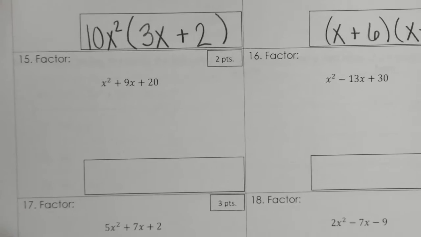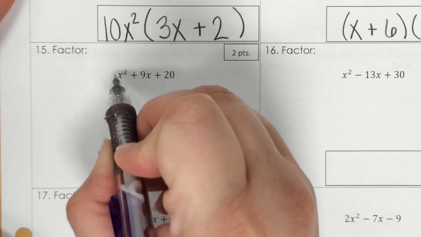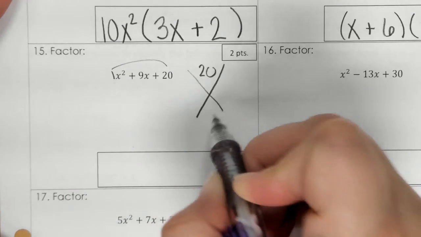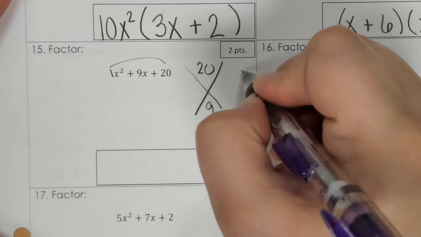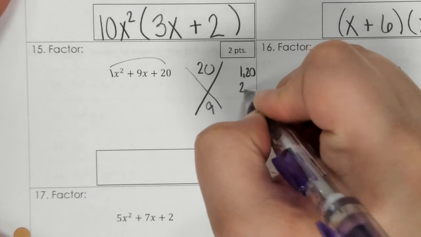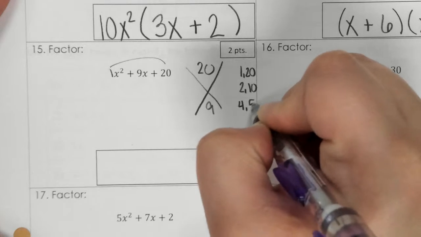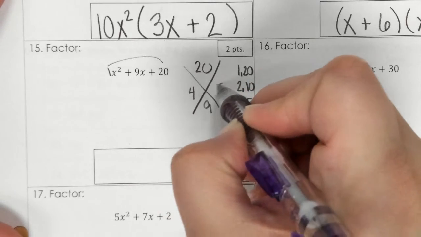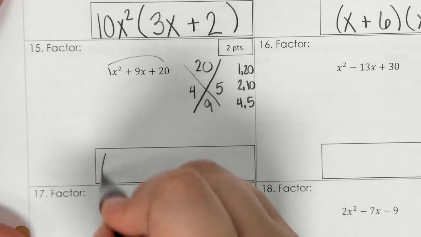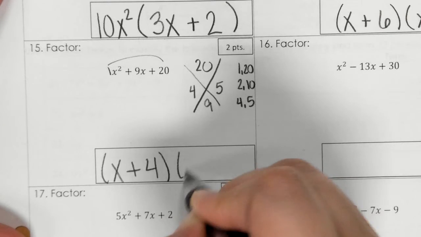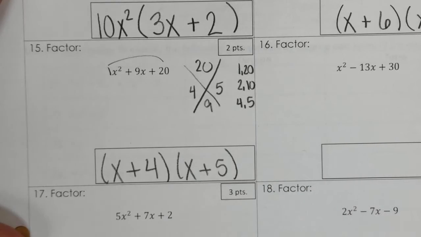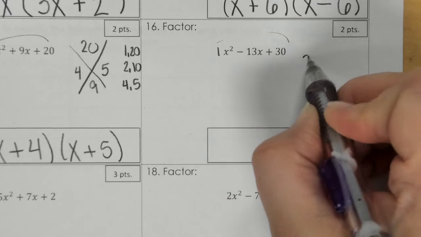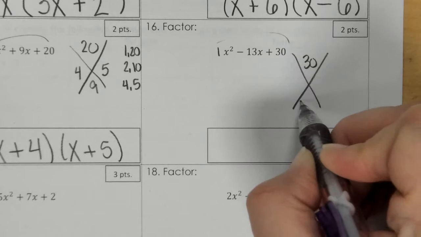In 15 and 16, these are just normal x factor because there's 1 right here. So 1 times 20 is 20. And we're trying to get to 9. So we could use 1 and 20, 2 and 10, or 4 and 5. Which one gets to 9? Well, 4 and 5 does. So we would do x plus 4 and x plus 5. In number 16, 1 times 30 is 30, and we're trying to get to negative 13.